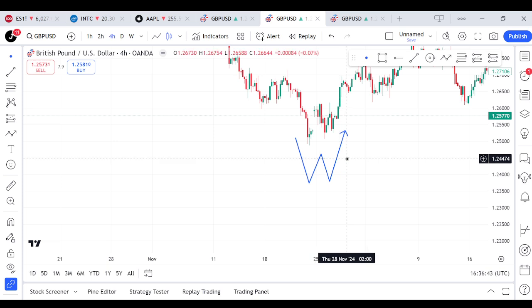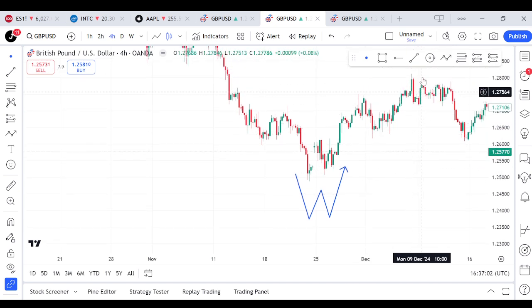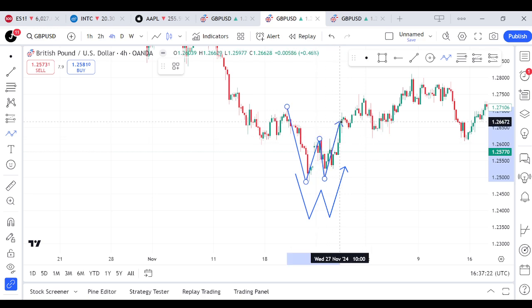So for the double bottom, the pattern occurs after a downtrend when the price hits a low point twice but fails to break lower. The two troughs are roughly equal in depth, and once the price breaks above the resistance level between them, it confirms a bullish reversal. So we have an example here where price gives us this push to the downside. We have the resistance between them, have another drop in this zone close to the first bottom, and we have the break of resistance, the push to the upside.